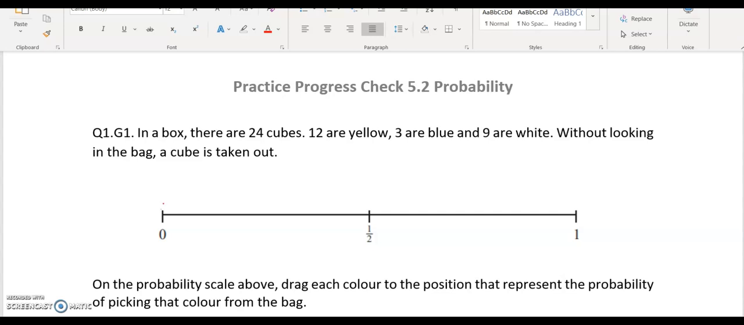So we have this number line here. So this represents 24 in total. That would be here, 1 equal to 1. On the probability scale above, drag each colour to the position that represents the probability of picking that colour from the bag. So 12 are yellow. 12 is half of 24, so that's going to be going here.